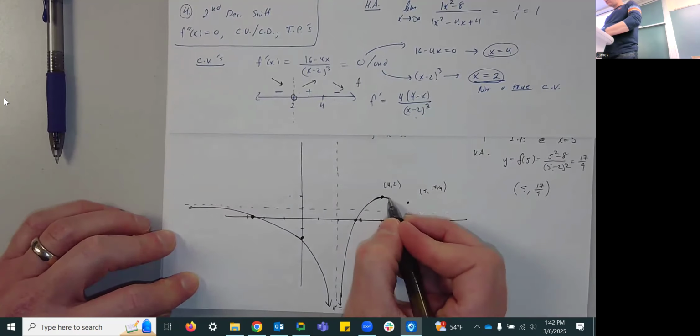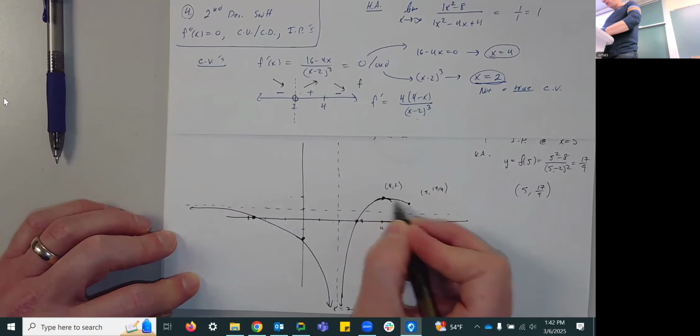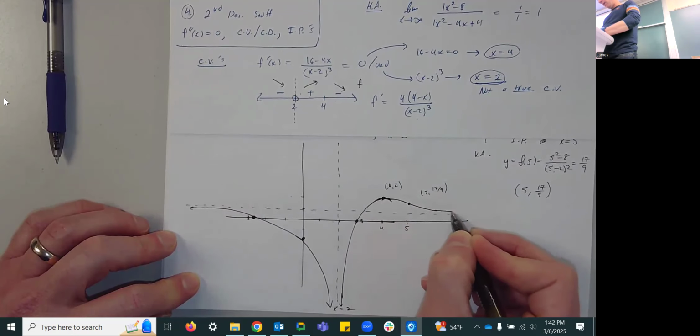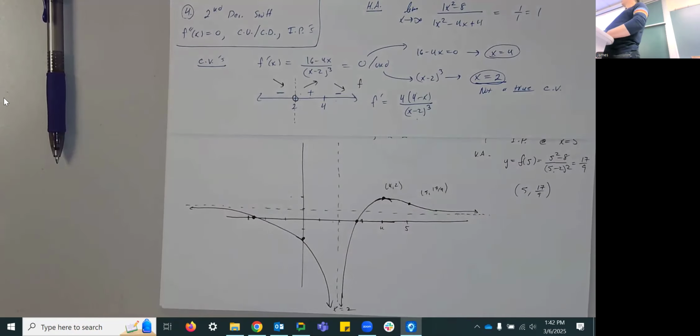Finally, decrease. Inflection point here. Now, this is the part that's kind of a little hard to draw. I'm concave down here. I'm still turning right. And after this, I start subtly turning left so that I can flatten out and get closer and closer to this horizontal asymptote. Cool.